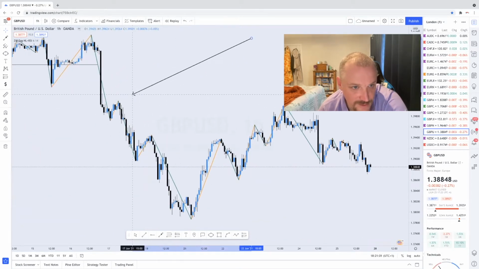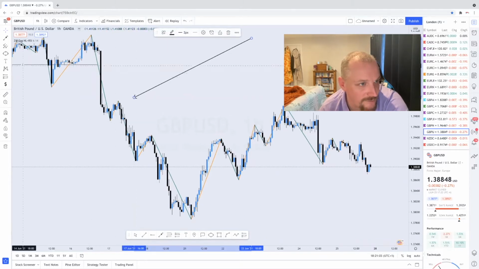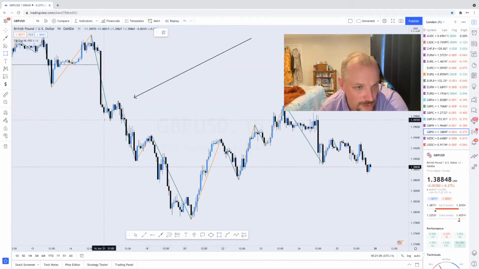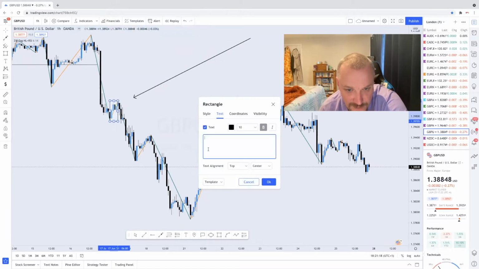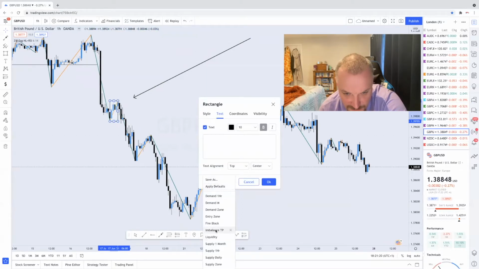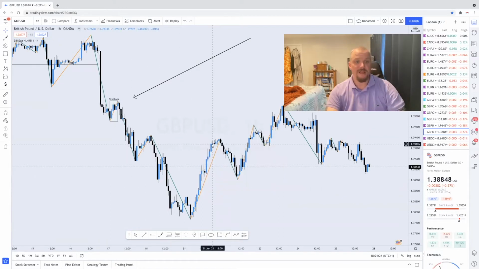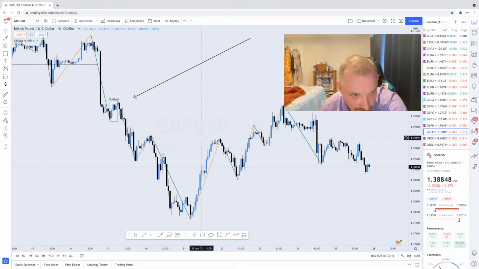Now, take your attention to this bit here. What we have is, if we just create a block, you've come down as the push out, okay? And then from this pin, this wick up to here, we've had a retracement, okay? So this here is a fire block or a mend block, okay? So that there is a fire block, okay?